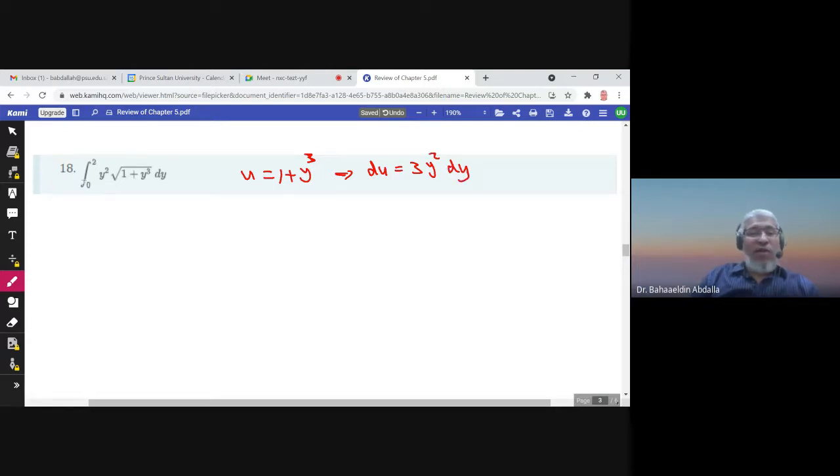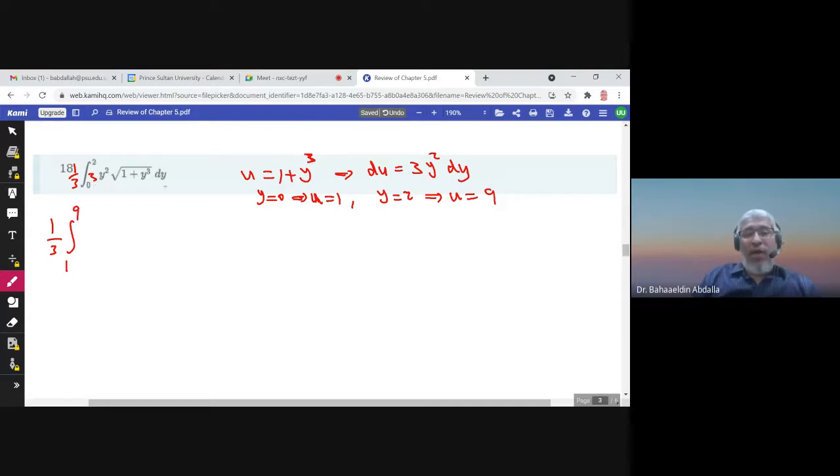Well, I have y squared, so all I need is 3 and 1 over 3 outside. Now I need to change the values from y values to u values. If y is 0, u would be 1 plus 0, 1. And if y is 2, u would be 1 plus 2 to the power of 3, 8, so it's 9. So this would be 1 over 3 integral from 1 to 9 instead of 0 and 2.